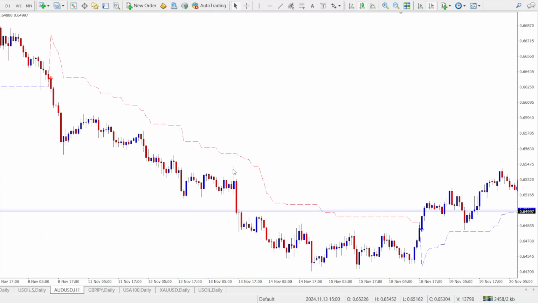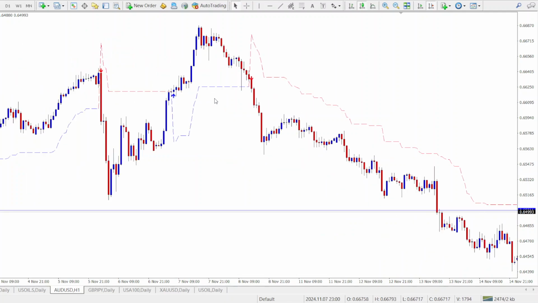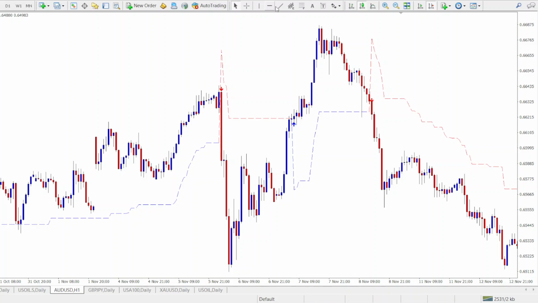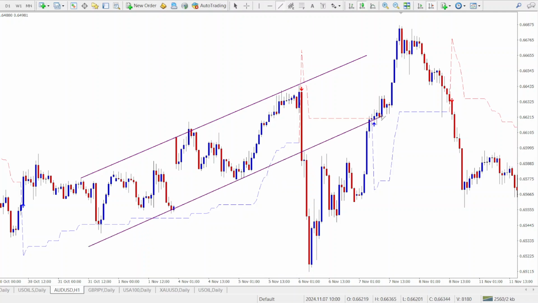Now, in addition to identifying the trend, this indicator also gives precise entry points with the aid of arrows. We can see that these arrows help to predict reversal points or continuation points. For example, in this case, this was formerly a sell trend. It was a sell move, as we can see.